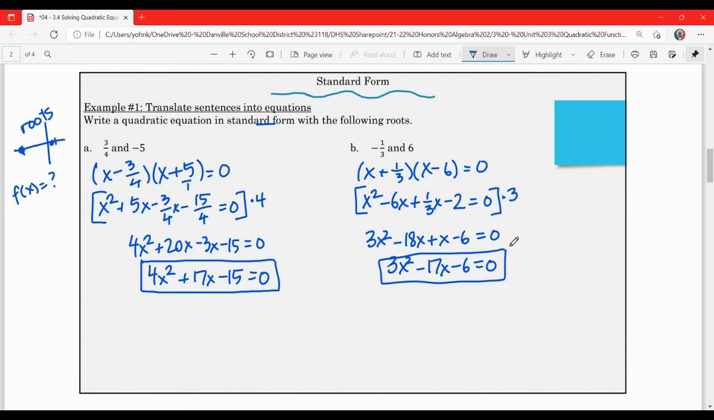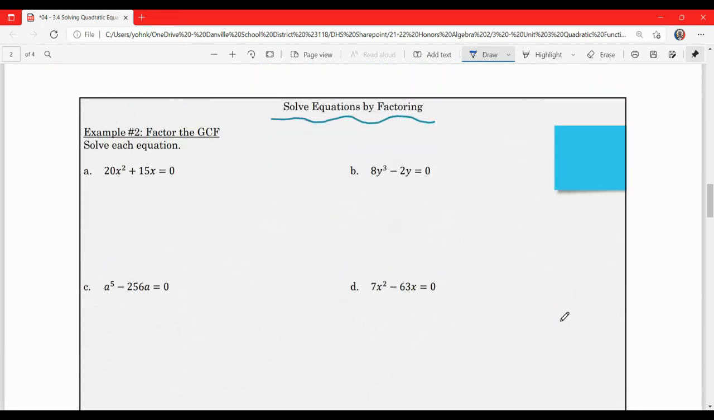All right, so now what we're going to do is we're going to work backwards. I'm going to give you the equation on the bottom, and you're going to have to tell me what the roots are on the top. So we factor. Letter A says to factor out the GCF.